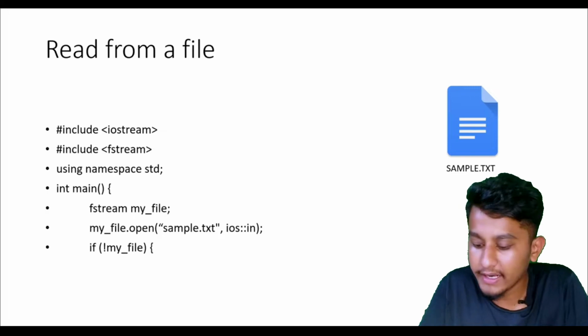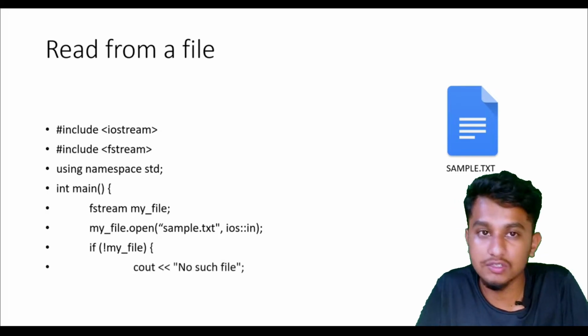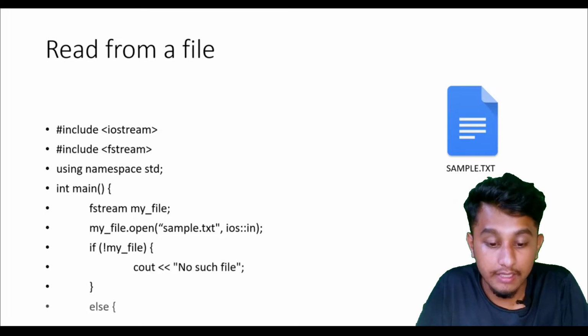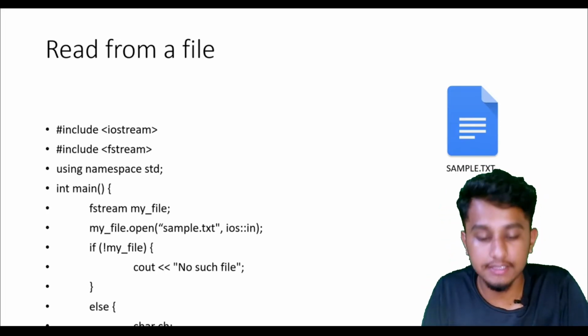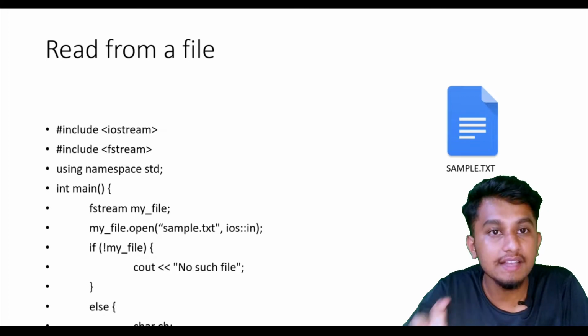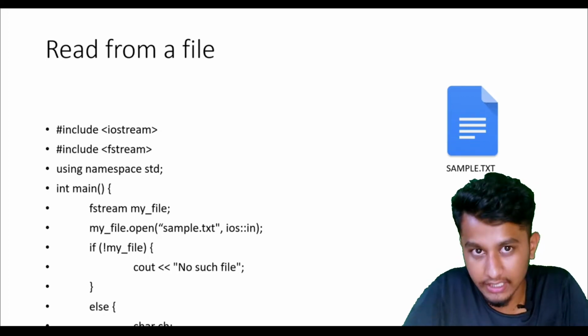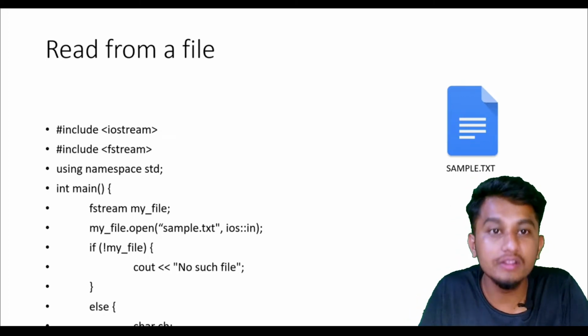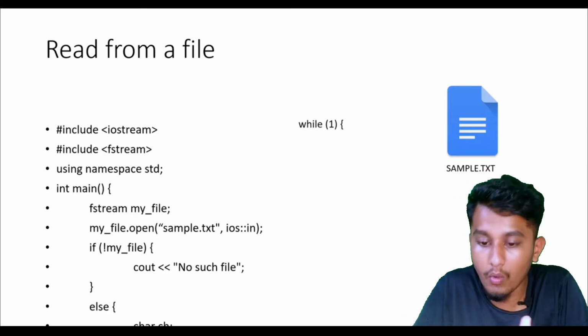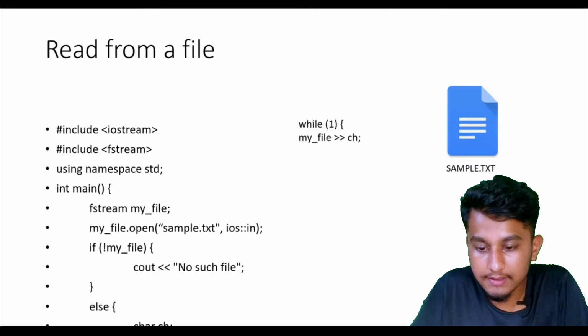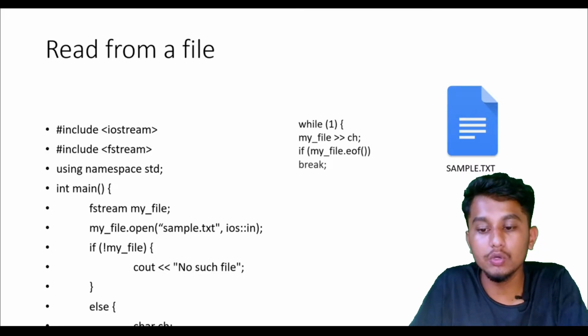If that does not exist, then print no such file, and if it exists, then we will continue the program. Now ch means character. We are initializing one variable, ch, which will hold the character value, and we are making the condition while one, myfile ch, if myfile.eof.